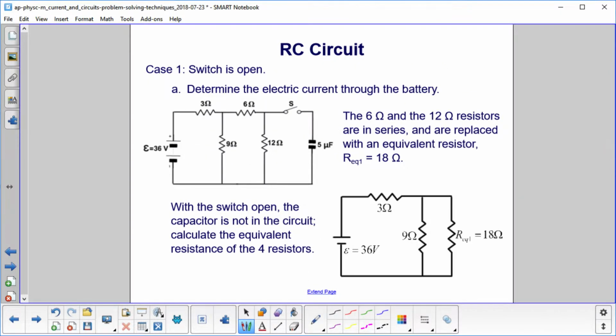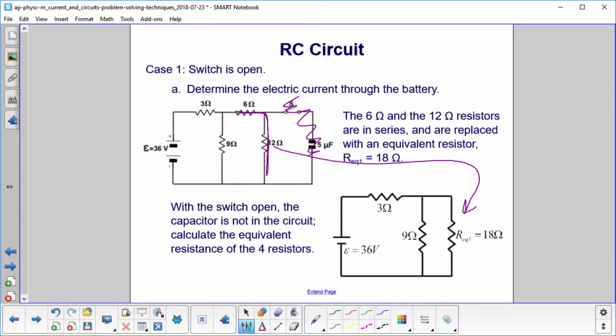Determine the electric current through the battery for case 1 where the switch is open. Since the switch is open, the capacitor is not part of the circuit. We want to find a total equivalent resistance. So the first step is to look at what's perfectly in series, and that happens to be here, the 6 and the 12. We combine them and get 18, and there we go. There's the equivalent resistance for the 6 and 12.